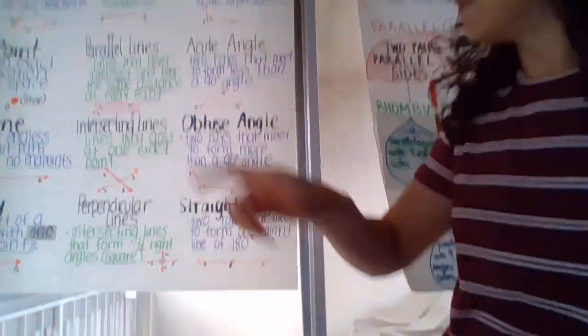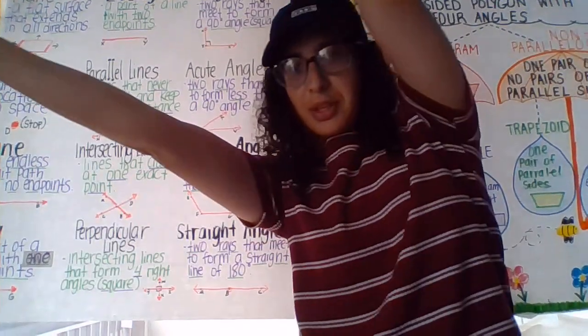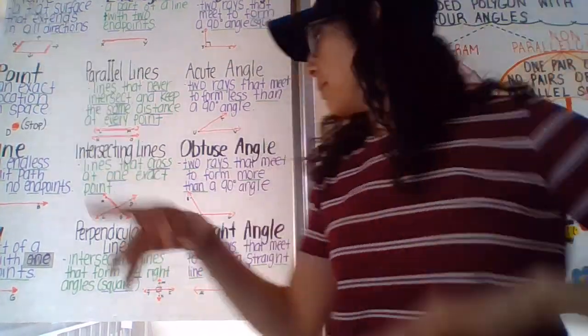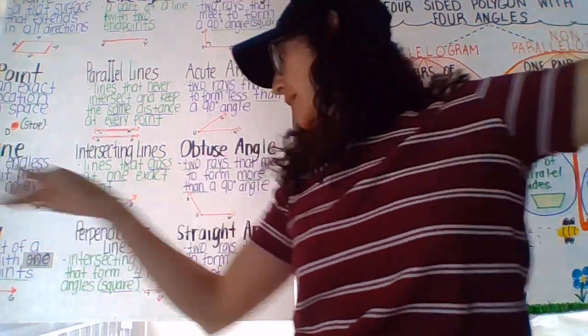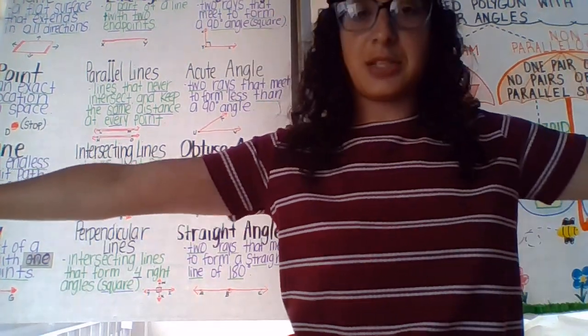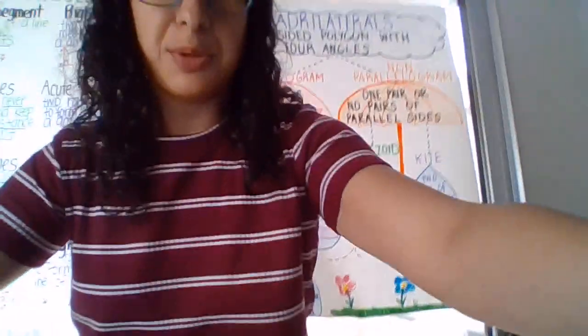So then you have an acute angle. Remember, an acute angle is smaller than 90 degrees, it's closed up. An obtuse angle is bigger than 90 degrees, and then a straight angle is just like a straight line. Okay? And then we're going to review this poster over here.